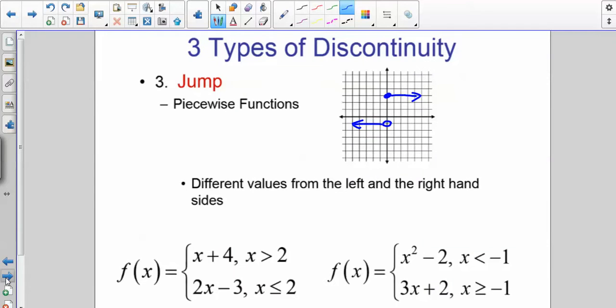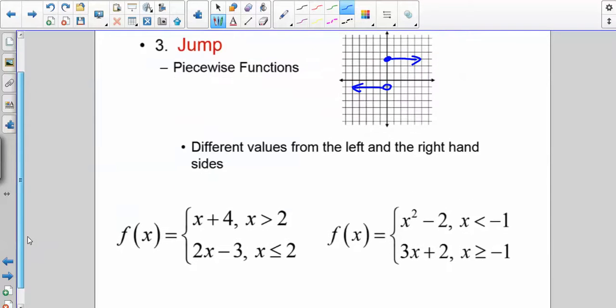All right, and the last type of discontinuity is a jump. And on a graph, that literally looks like you're following one function, and all of a sudden you have to jump to the next function. So you have to pick up your pencil, and that would be a discontinuity. Usually you'll see that from piecewise functions, but sometimes piecewise functions will be continuous because they will pick up at the same point. So let's see what happens here.